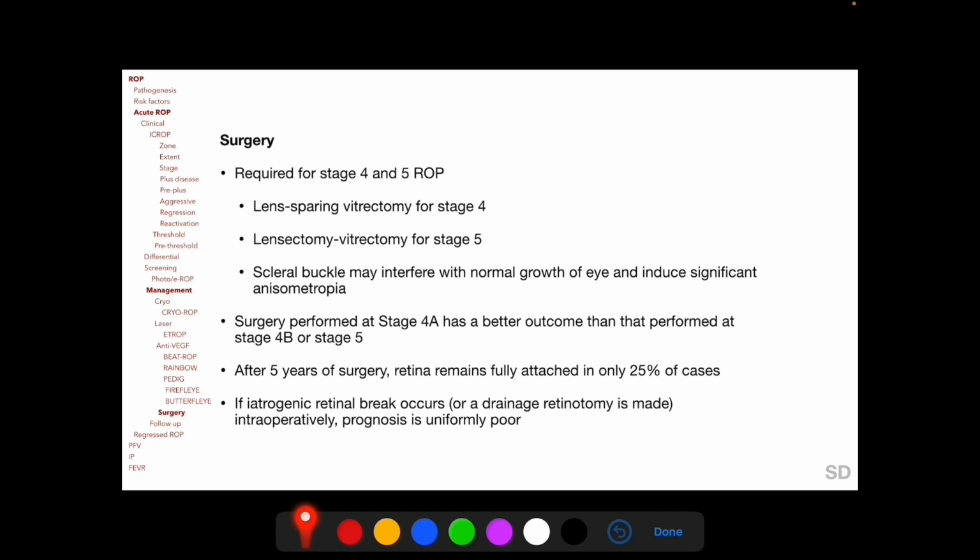And it has been found that surgery performed at stage 4A has a better outcome than that performed at stage 4B or stage 5. And after 5 years of surgery for retinal detachment from ROP, the retina remains fully attached in only 25% of cases. And if iatrogenic retinal break occurs or a drainage retinotomy is made intraoperatively, prognosis is uniformly poor. So results of surgery for retinal detachment from ROP is not very promising.